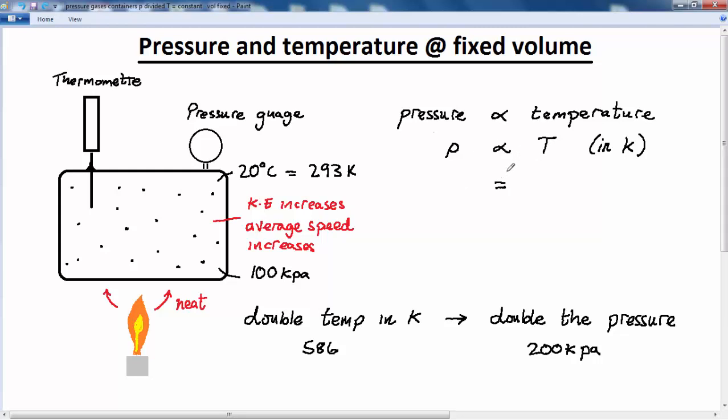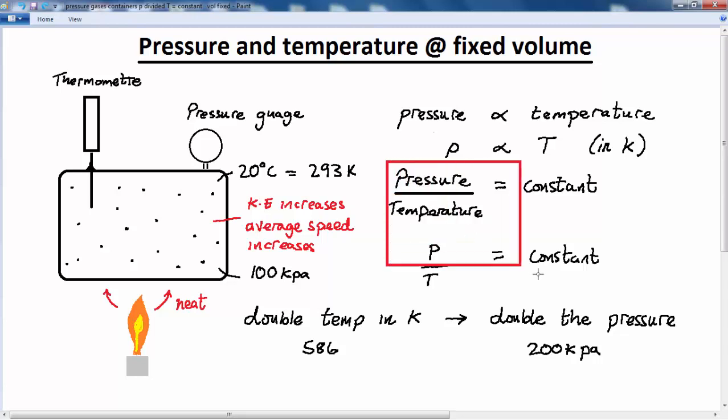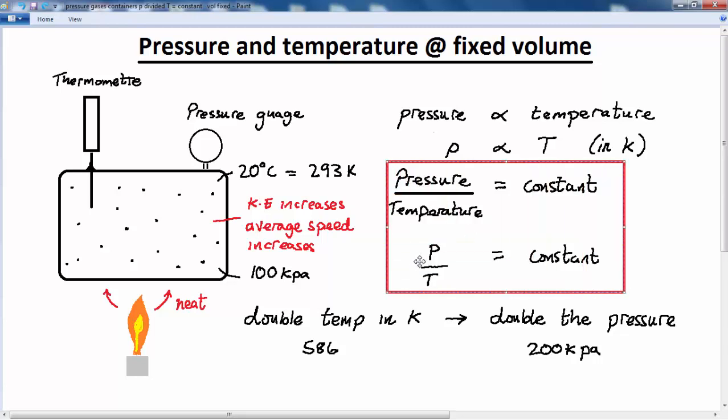Now if we want to write an equation, let's get rid of the proportional sign and use the equal sign here, then we need to introduce a constant. So we bring the temperature over to this side and we write pressure divided by the temperature is constant, or in symbol form, the pressure divided by the temperature is constant. Okay, let's just highlight that with the red blocks. This is the important expression that we need to remember, that the pressure divided by the temperature is a constant. And we use this relationship to calculate how the pressure of a gas changes for a given change in temperature in the following lesson.